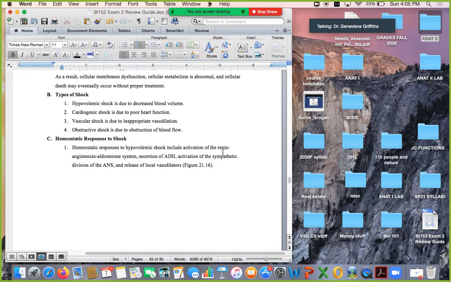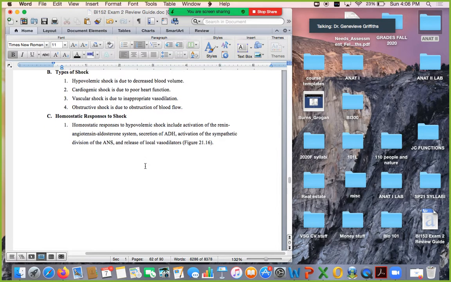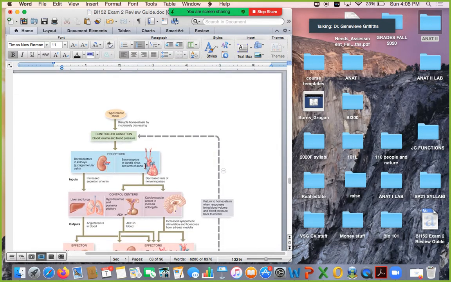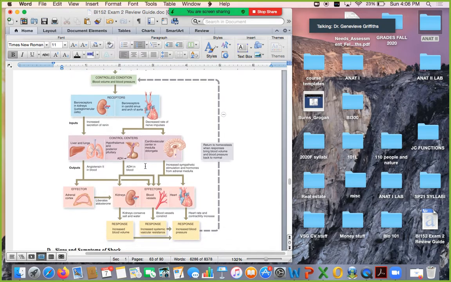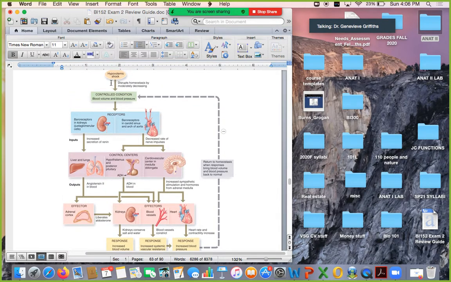They're going to include activation of multiple different pathways, including the renin-angiotensin-aldosterone system and the antidiuretic hormone system, which makes sense because antidiuretic hormone is involved in retention of water. And if we are losing a lot of blood, we want to make sure that we're retaining as much water as possible to help get that volume back up. Also, we activate the sympathetic division, the fight or flight response of the autonomic nervous system, and local vasodilation can occur.